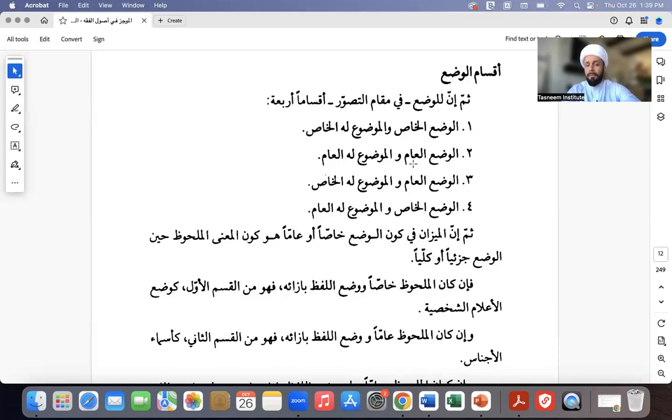Number two, الوضع العام, general designation. A general designation, والموضوع له العام, and a general subject. The third is الوضع العام والموضوع له الخاص. The third is that you have a general designation, والموضوع له الخاص, and the subject is specific. And then number four is الوضع الخاص والموضوع له العام. You have a specific designation and the subject is general.